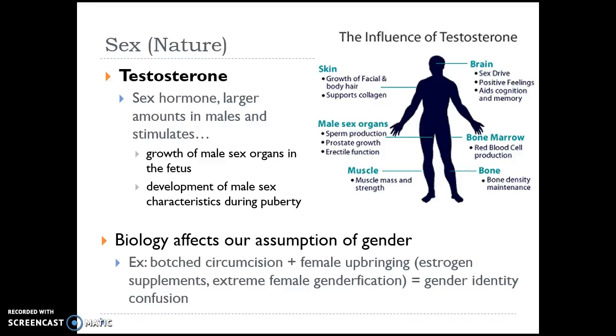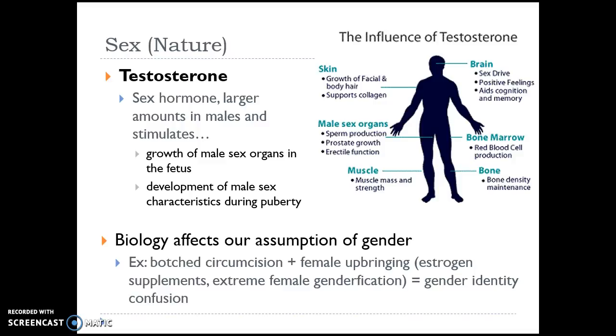But there are very rare circumstances in which a biological male may experience a botched circumcision and then is raised as a female, receiving estrogen supplements to try to combat the testosterone. They might even experience extreme female gentrification, so thrown into female-related activities, maybe put into ballet, and then dressed in pink and given all these dolls and things like that to try to help the child assume a female gender identity.